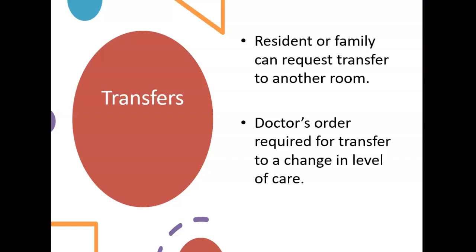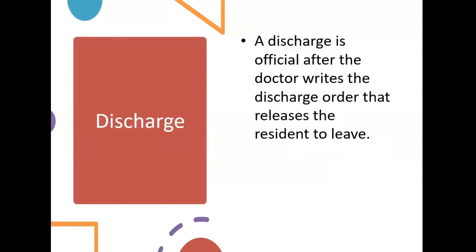Discharge. A discharge is official after the doctor writes the discharge order that releases the resident to leave. So a lot of times the doctor may come in the day before and say, I'm going to discharge you tomorrow, but until he comes in and writes that order, they cannot be discharged.